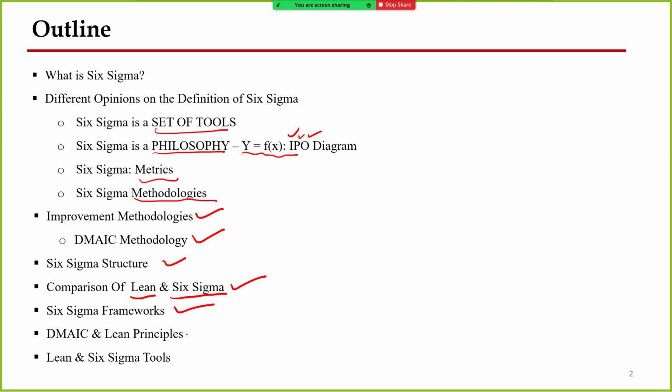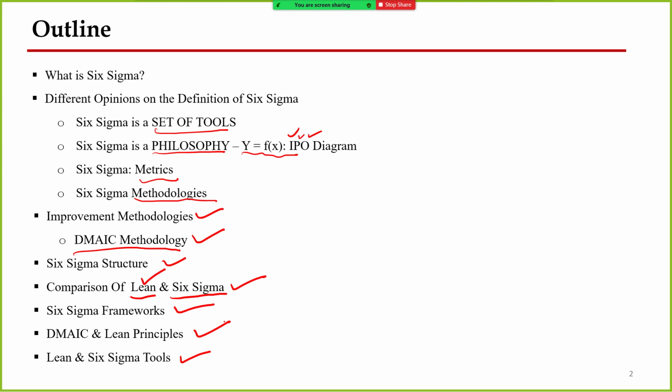And then at the end, I will talk about the DMAIC methodology, and we will try to compare it with the lean principles which we mostly use to implement lean production, and how they are related with each other. And then we are going to discuss certain common tools which we can apply in lean as well as in Six Sigma. We will see that some tools we can only apply in the lean program, some we can apply in Six Sigma, but some of them are common.